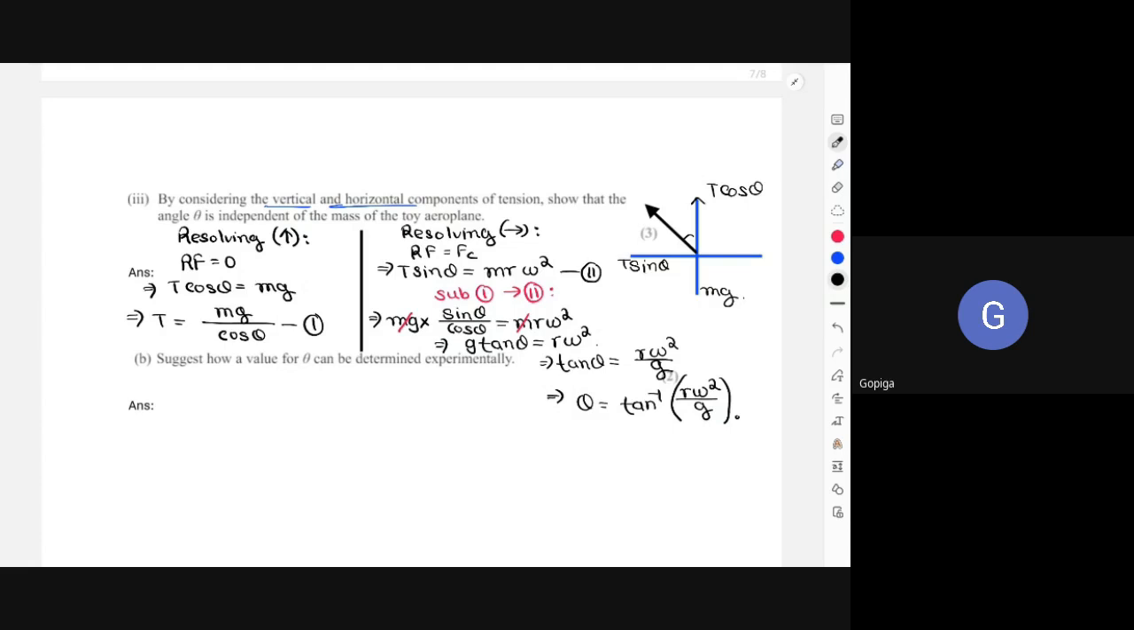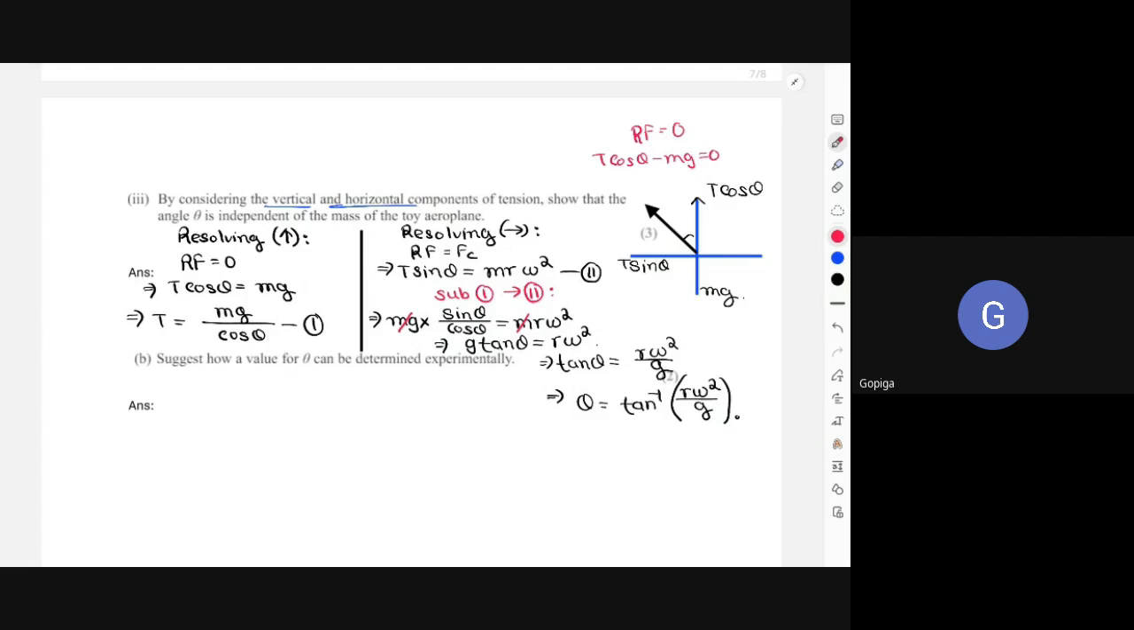Ma'am, actually, could you explain the mg into sine theta by cos theta? That alone again. How do you get that? Wait, mg, oh yeah, that is what? In the vertical plane, the object is in equilibrium, right? So resultant force is 0. So you're going to get RF equals 0, which is basically T cos theta minus mg equals 0. You just take that mg to the right hand side and then divide it.